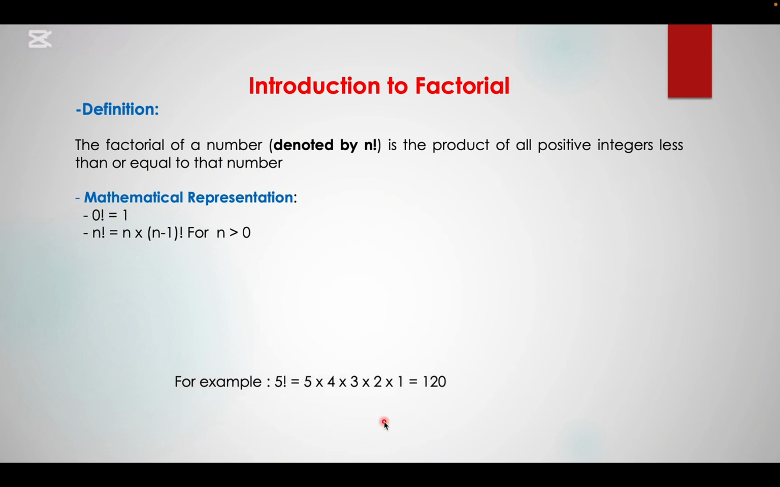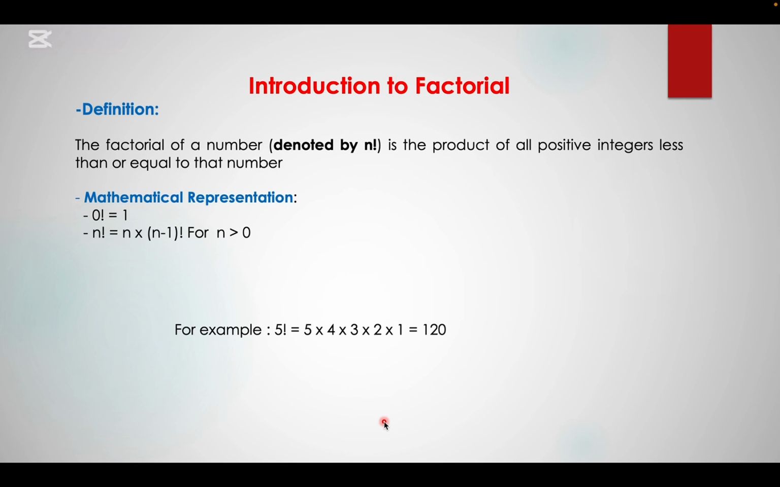For example, 5 factorial is equal to 5 times 4 times 3 times 2 times 1, which equals 120. So if you want to get the factorial of 4, for example, it's going to be 4 times 3 times 2 times 1. See, that's how it works.